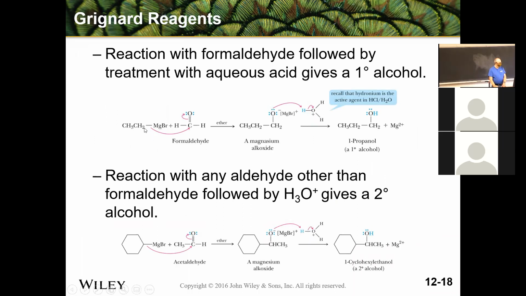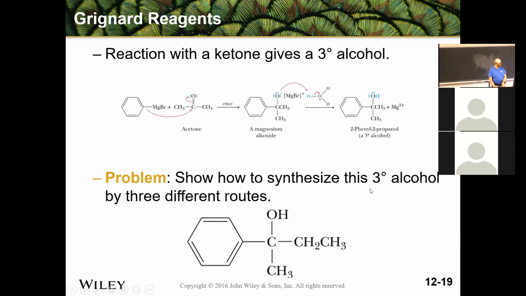So this will attack the carbonyl and form a new carbon-carbon bond, and then when this reaction is complete, you add dilute acid and you get an alcohol. Formaldehyde gives you a primary alcohol, other aldehydes give you a secondary alcohol, and ketones will give you a tertiary alcohol.